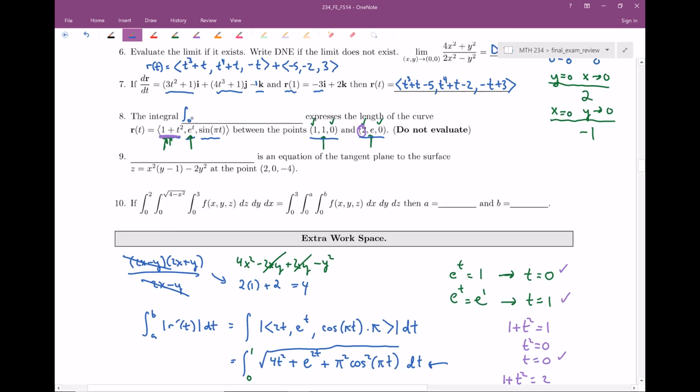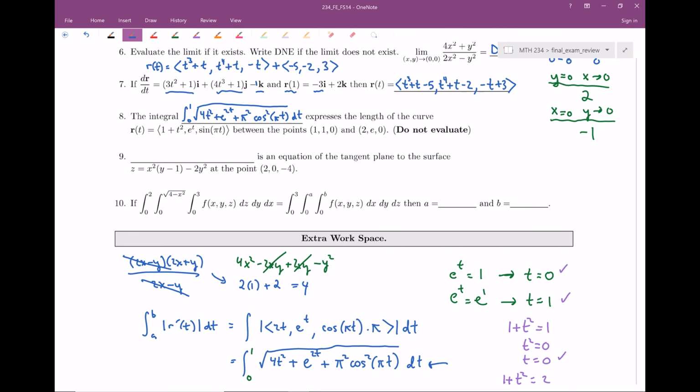Let's go ahead and write down our final answer. This is going to be the integral from 0 to 1 of the square root of 4t squared plus e to the 2t plus pi squared cosine squared of pi t, all of that under the square root, and then this is going to be dt. We're integrating with respect to t here. All right, so there is my final answer for problem number 8.